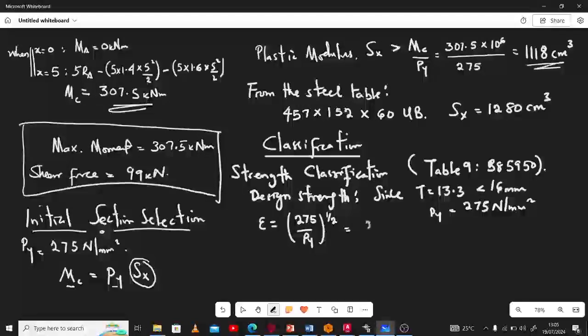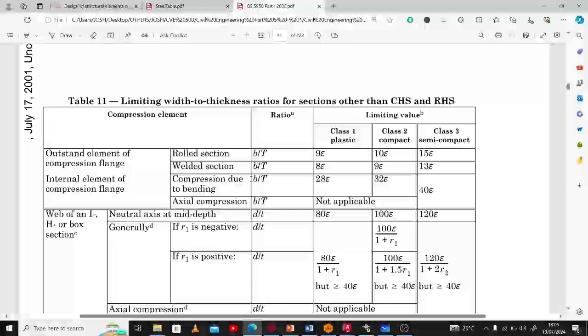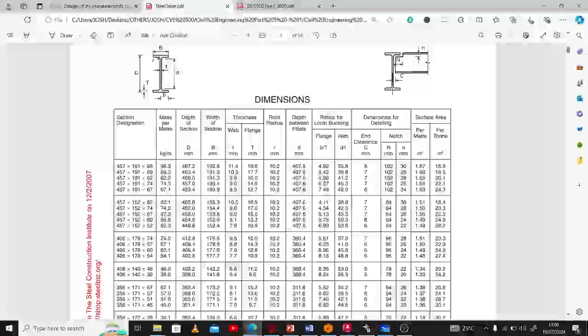So we have 275 over 275 raised to power 1 over 2, and that will give us 1. All right, so we know now what epsilon is. Now going back to where we're coming from, B over T. What is B over T from our steel table? Going back to our steel table, we have B over T for the particular section we are dealing with, 457 by 152 by 60.